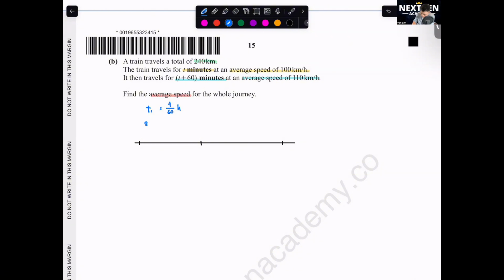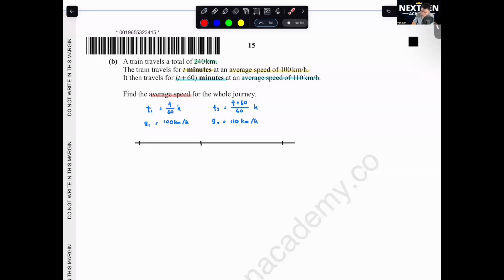The speed for this is 100 kilometers per hour. Okay, the second part here is t plus 60 over 60 hours. I have to divide by 60 to change it to hours. The speed is 110 kilometers per hour.